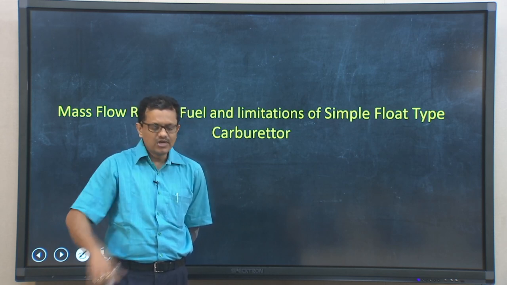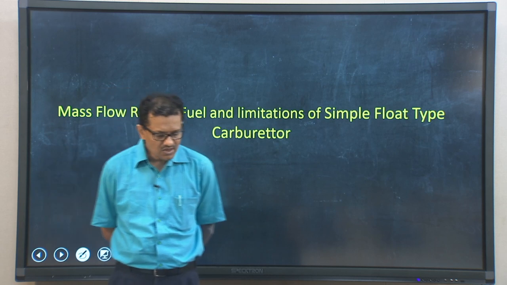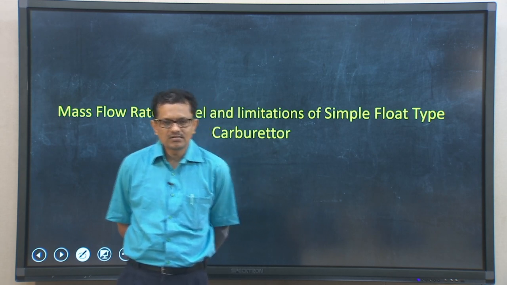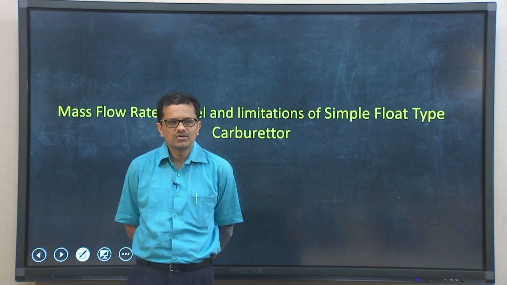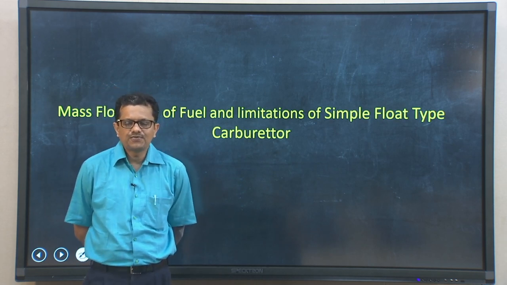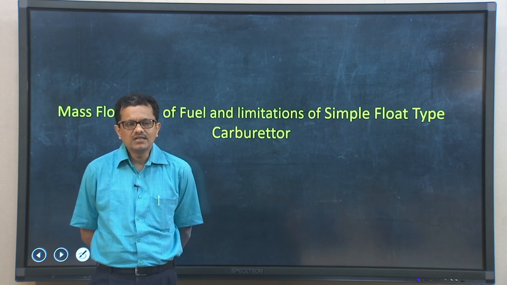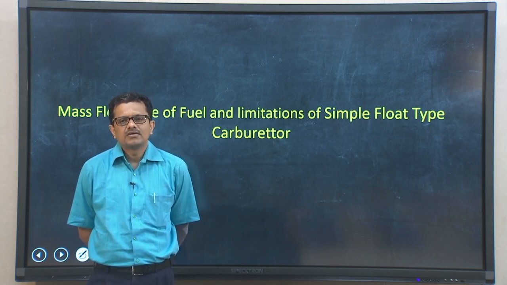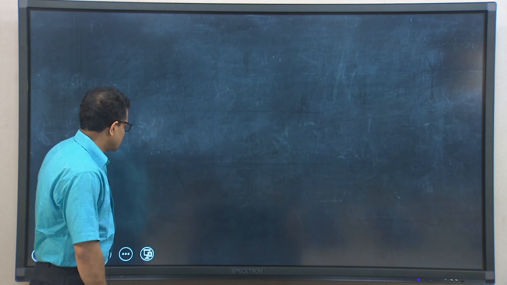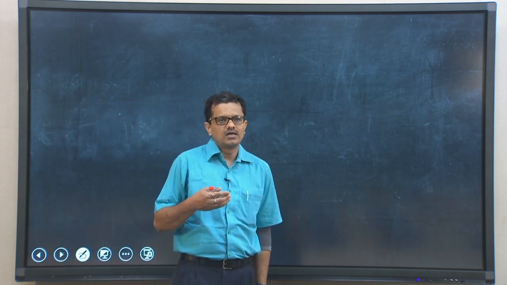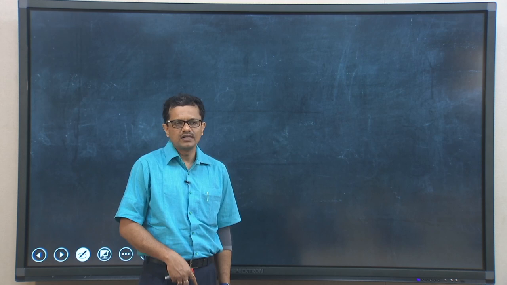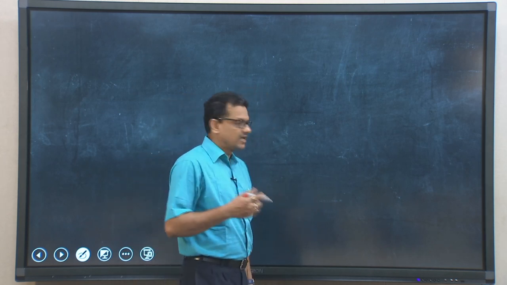And then we will also discuss the limitations of this simple float type carburetor. Since the carburetor is a simple float type, it may not always be possible to provide the required air fuel mixture or fuel air mixture to the engine at varying load. We shall discuss those aspects even in today's class. So, if we try to obtain the expression of the mass flow rate of fuel, we need to draw the simple float type carburetor again.